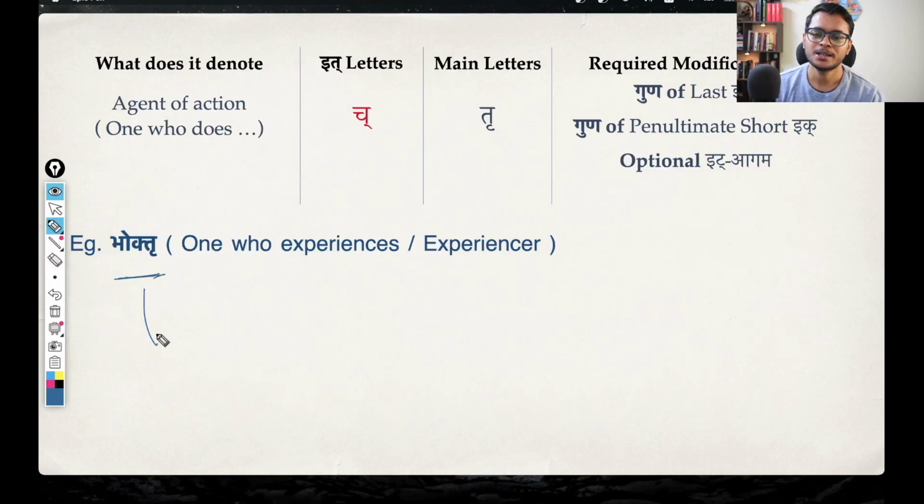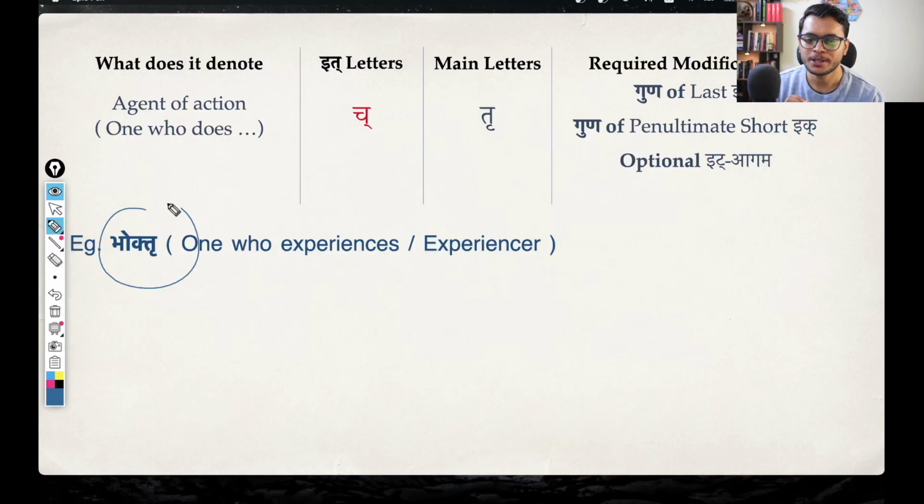Pay attention that we started with this bhuj dhatu. Due to the required modifications of this suffix, bhuj changes into bhoj. Then bhoj plus tra. There is a possibility of sandhi, and that sandhi is kutva sandhi, due to which bhoj changes into bhog. So bhog plus tra. Again there is a possibility of another sandhi, chartva sandhi, due to which that bhog also changes, so finally we get bhok plus tra. And with this we get the pratipadika bhoktra, the word that means one who experiences or one who consumes, the experiencer or the consumer.